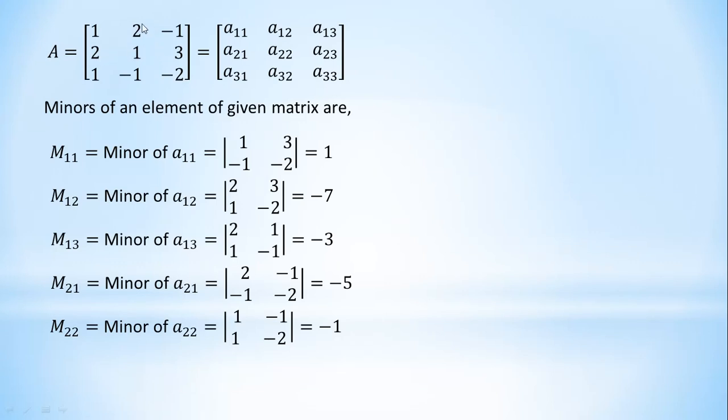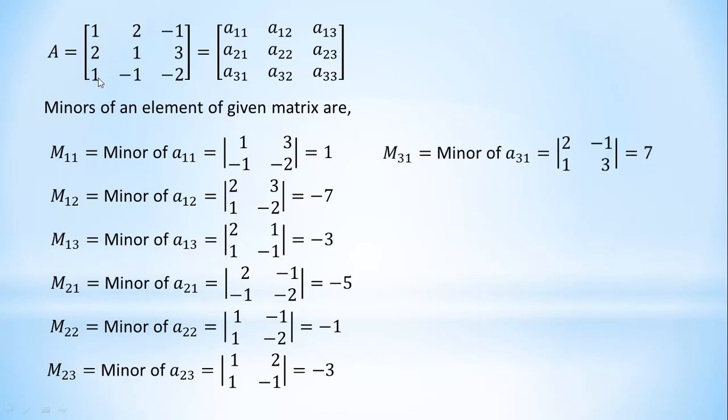Then next, the minor of A22, the minor of this element. Again remove row and column. So that is 1 minus 1, 1 minus 2. See here, check this. After the proper calculation, we get minus 1. Then next one, the minor of A23. Again ignore row and column. Then the remaining part is 1, 2, 1 minus 1. By calculation you will get the determinant, that is minus 3. Okay, so the second row is also completed.